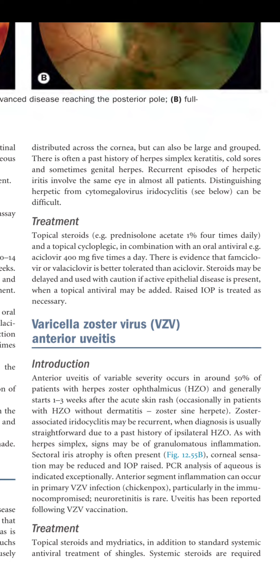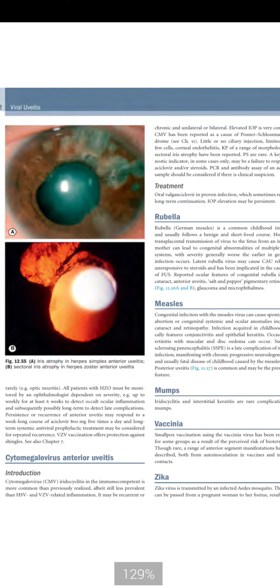Anterior segment inflammation can occur in primary VZV infection, chickenpox, particularly in the immunocompromised. Neuroretinitis is rare. Uveitis has been reported following VZV vaccination. So treatment is the same: topical steroid and mydriatic in addition to standard systemic antiviral treatment of shingles. Systemic steroids are required rarely.